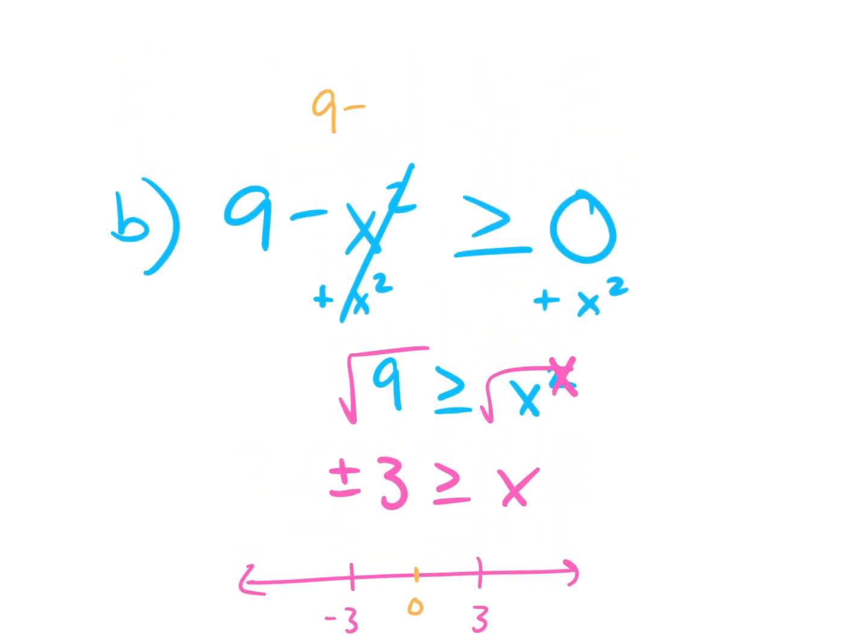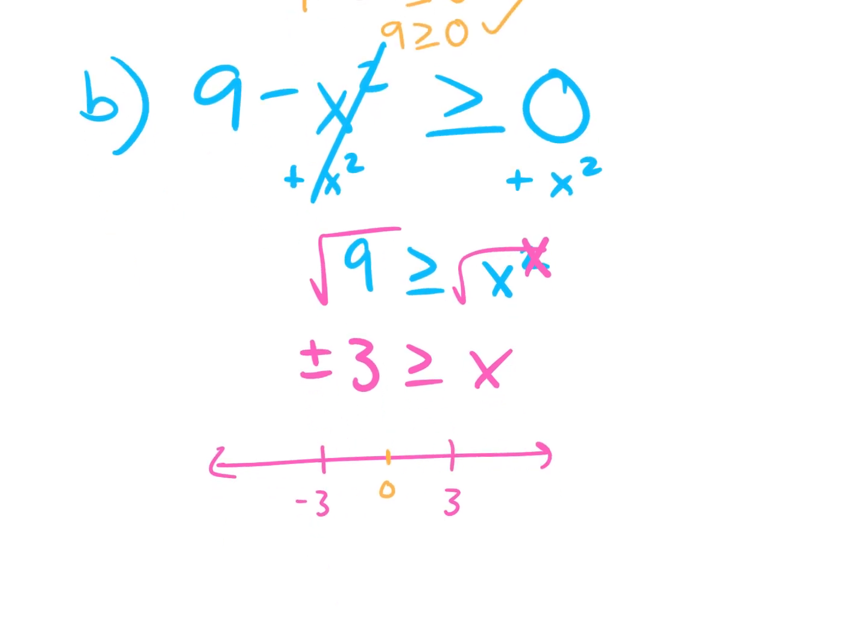So I have 9 minus 0 squared is greater than or equal to 0. Is 9 greater than or equal to 0? Yeah, so we're going to shade in between. So for our domain, we're talking about values in between -3 and 3. Would I have an open or closed circle at -3 and 3? Closed.